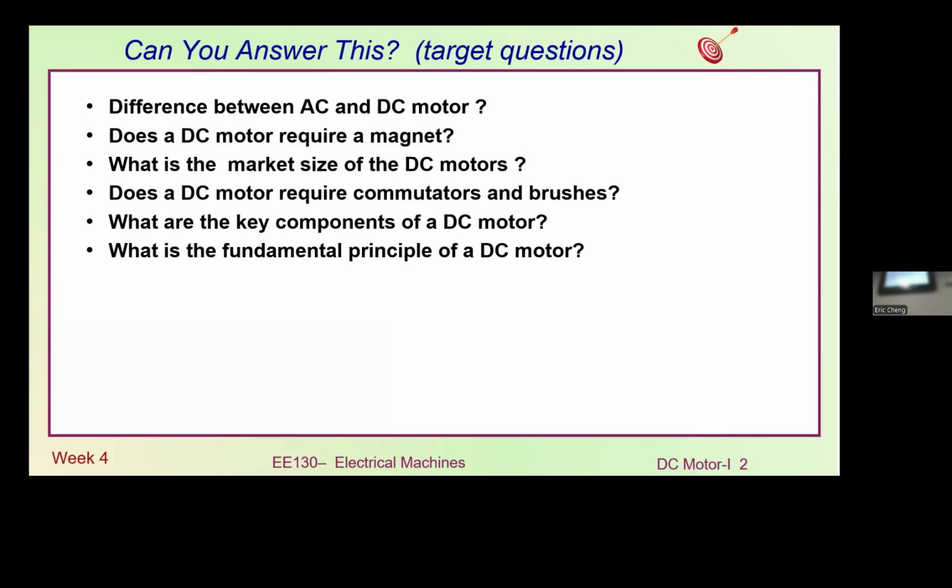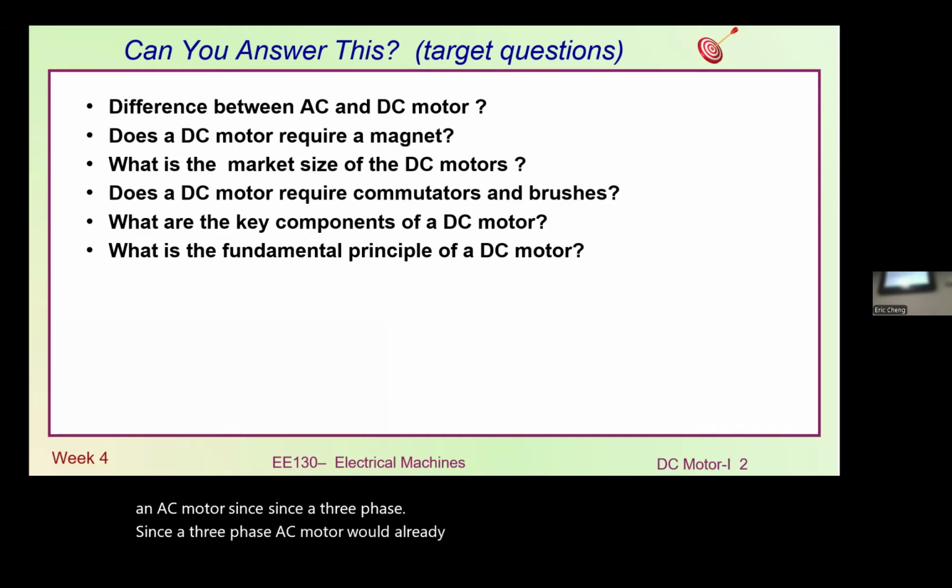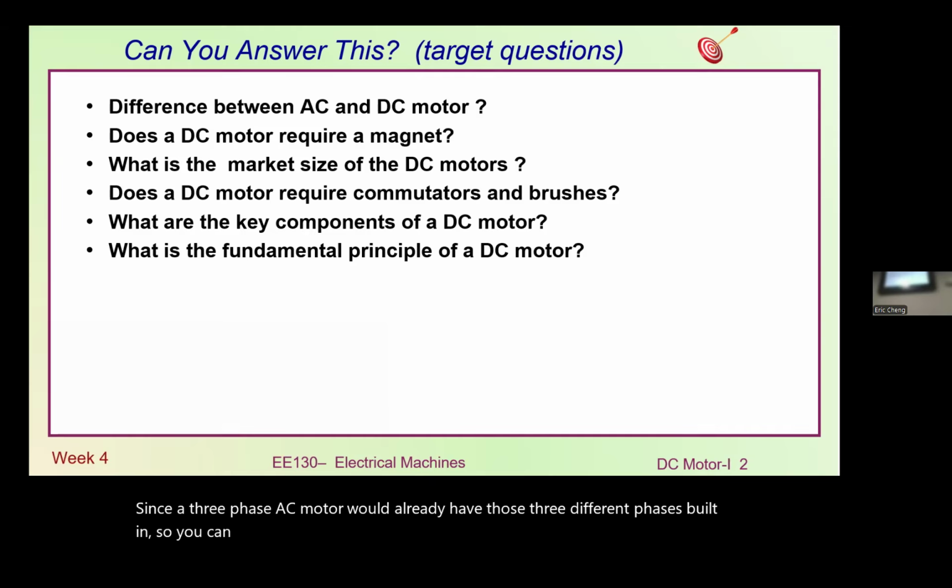I'm thinking that in a DC motor you have to have some sort of controller to change the phase for each coil winding. I'm guessing you don't really need to do that with an AC motor, since a three-phase AC motor would already have those three different phases built in, so you can just connect the wires and it'll create a current whenever one of the phases is at the crest of the sine wave.